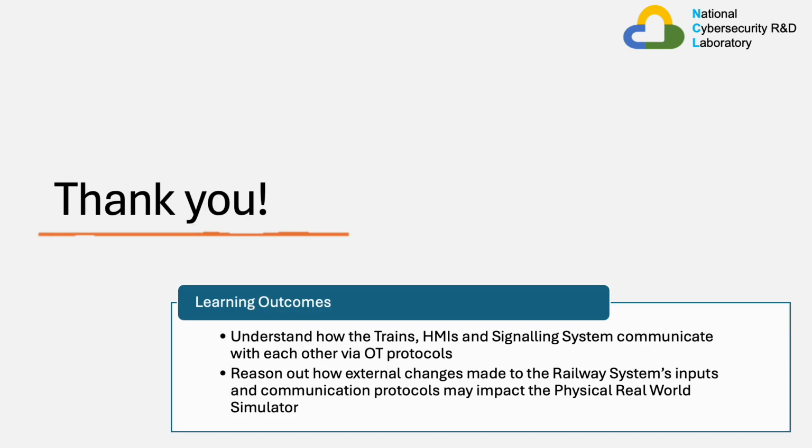Alright, that's the end of this training video. I hope you now understand how the trains, HMIs, and signaling systems communicate with each other via OT protocols. You should also know how the signaling systems and train controls are controlled. You should also be able to reason out how external modifications made to the railway system's inputs and OT protocols would impact the trains and signaling system on the physical real world simulator. Thank you.